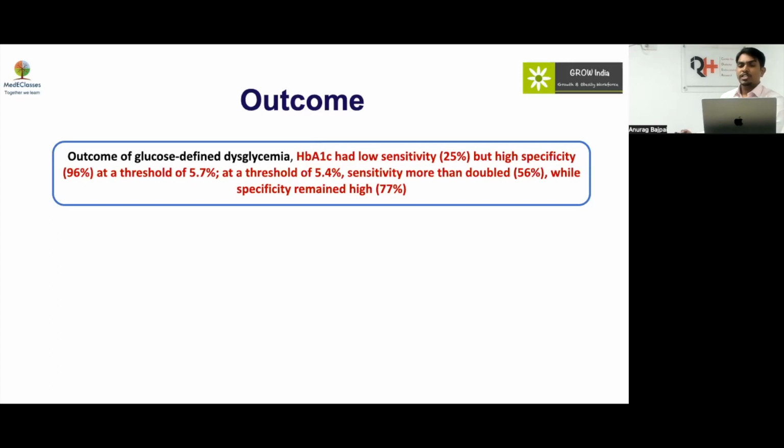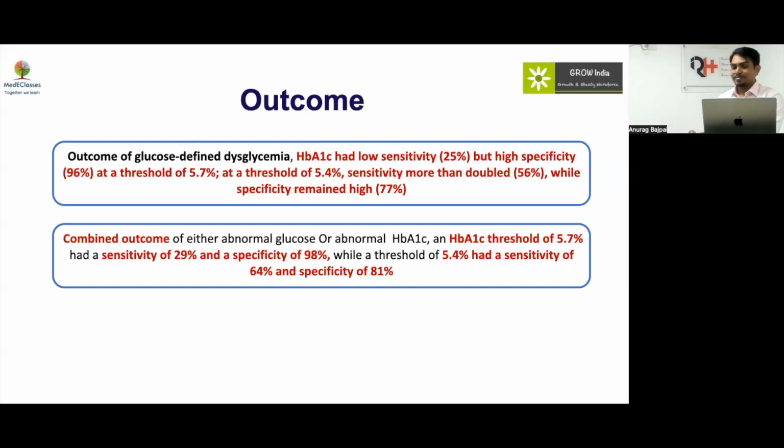Yeah, carry on. So here they have mentioned that sensitivity is very low, but specificity is high, 96%. What is the point? Okay, so they will mention it, but you have to tell yourself what it means. What about the other things? If we take the combined outcome as a parameter, which contains the fasting, 2 hour and the HbA1c, then for an HbA1c threshold of 5.7 the sensitivity is only 29% with a specificity of 98%. But if we take the cutoff of 5.4, the sensitivity is still not huge, like 64%, and the specificity is 81%.